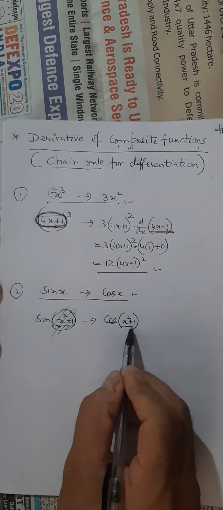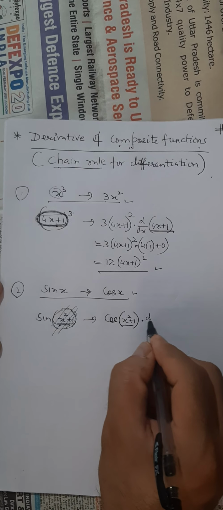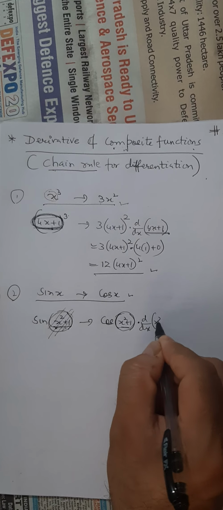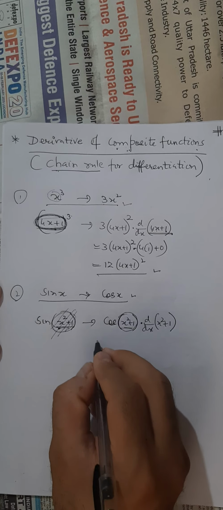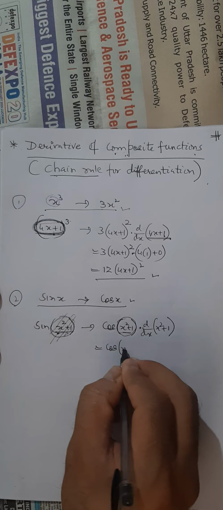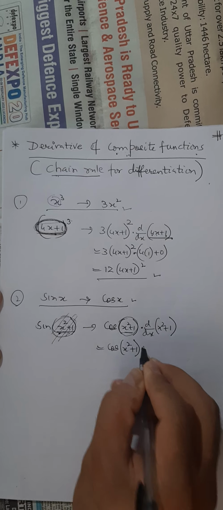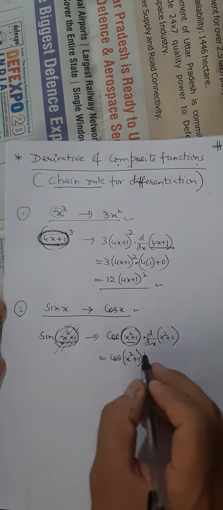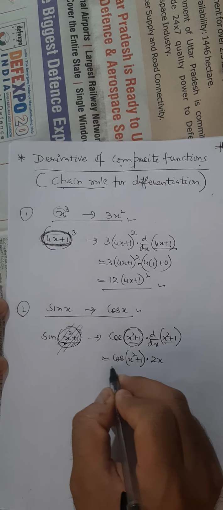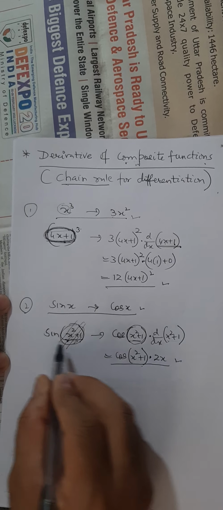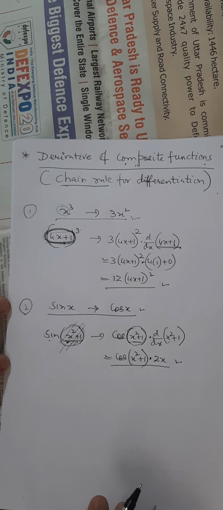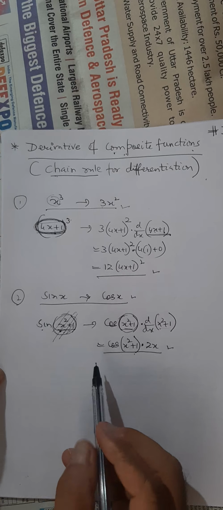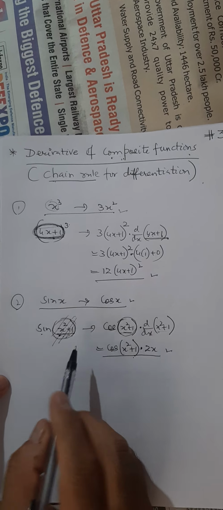I've copied this bracket, remember, into d by dx of the considered function. Which function? x square plus 1. So the final answer is cosine of x square plus 1 into derivative of this portion. What's the derivative of 1? 0. What's the derivative of x square? 2x. So this is your answer. This is derivative of sine of x square plus 1.